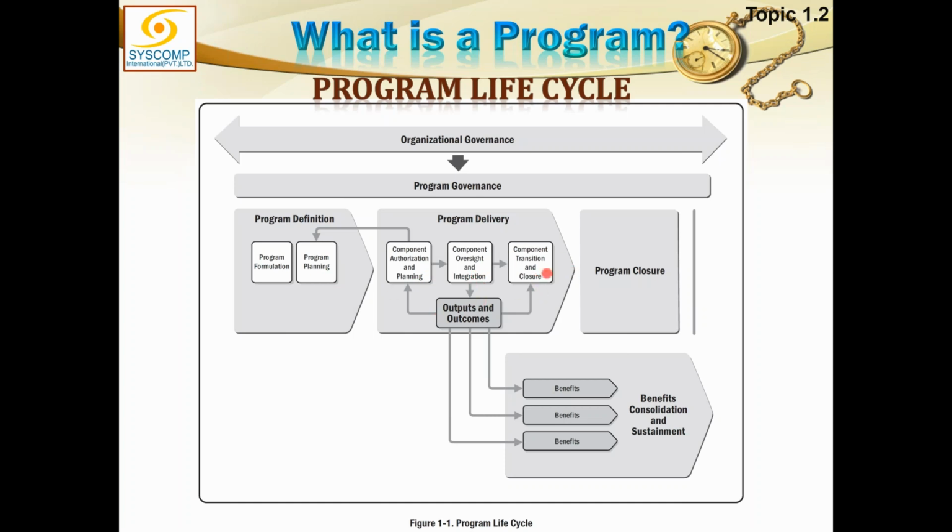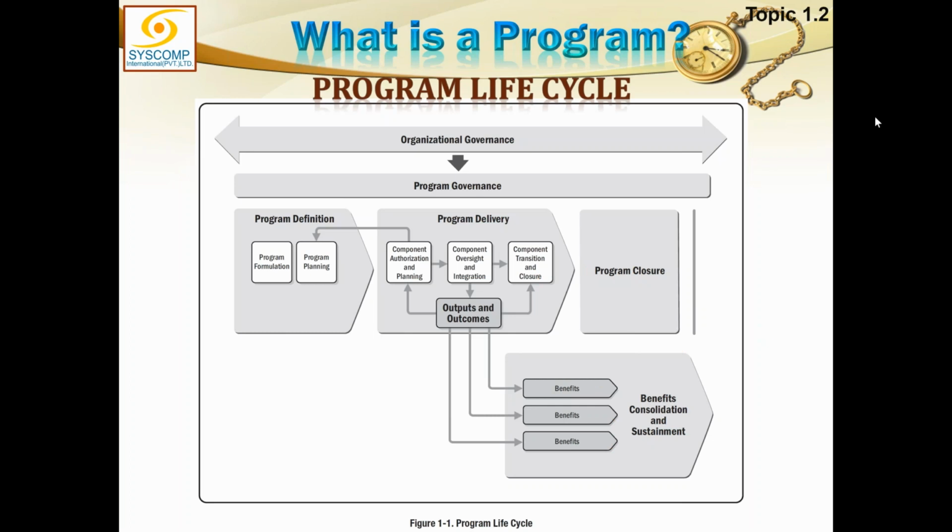Once a component has come into transition, that means that component is approved. Now it is just to be handed over. So the handover and closure will be handled in program closure, while the benefits are being consolidated and handed over.